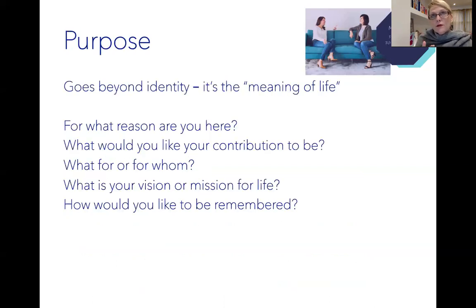Now, purpose sits outside the triangle, as you saw, and it really goes beyond identity. It's kind of like the meaning of life question, and this is one for your journal, right? So it's, for what reason are you here? What would you like your contribution to be? What for and for whom? What is your vision or mission for life? And how would you like to be remembered?